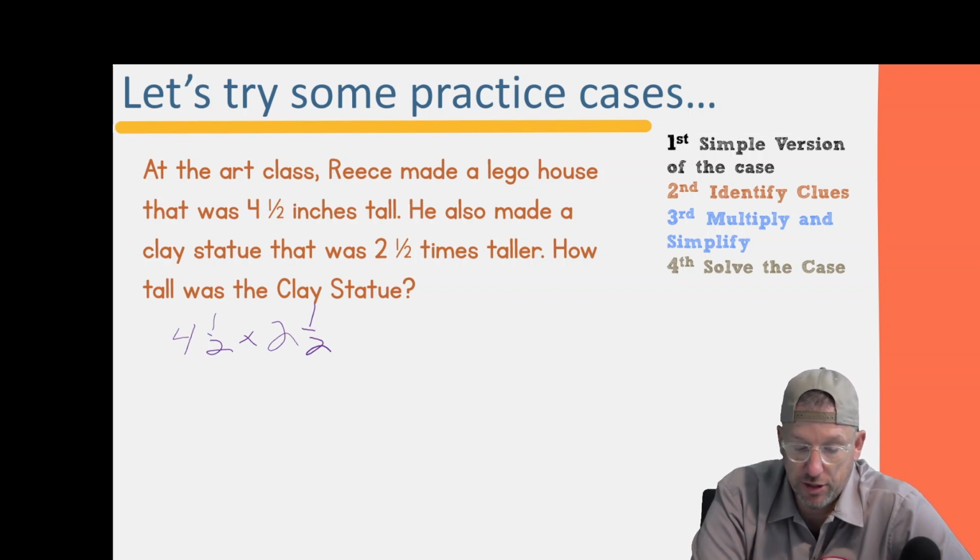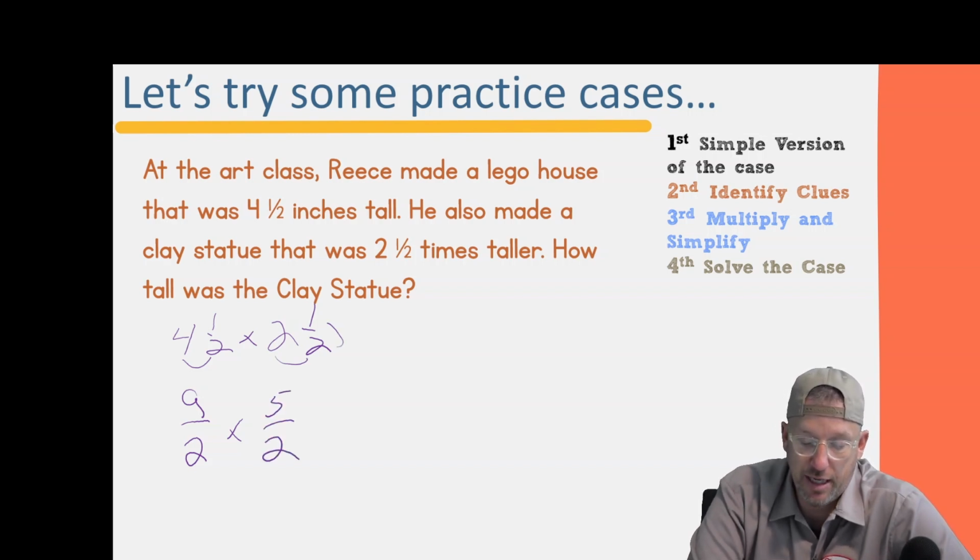Well, let's go ahead and turn them into mixed numbers. What's 4 times 2? It's 8, plus our numerator is 9, so we have 9 halves, times, what's 2 times 2? It's 4, plus our numerator is 5. We have 5 halves. And we look at this and ask, can we simplify diagonally? 9 and 2 will not simplify because 2 will not go into 9. And 2 and 5, same thing. So now we simply multiply across. What is 9 times 5? It equals 45. And what is 2 times 2?